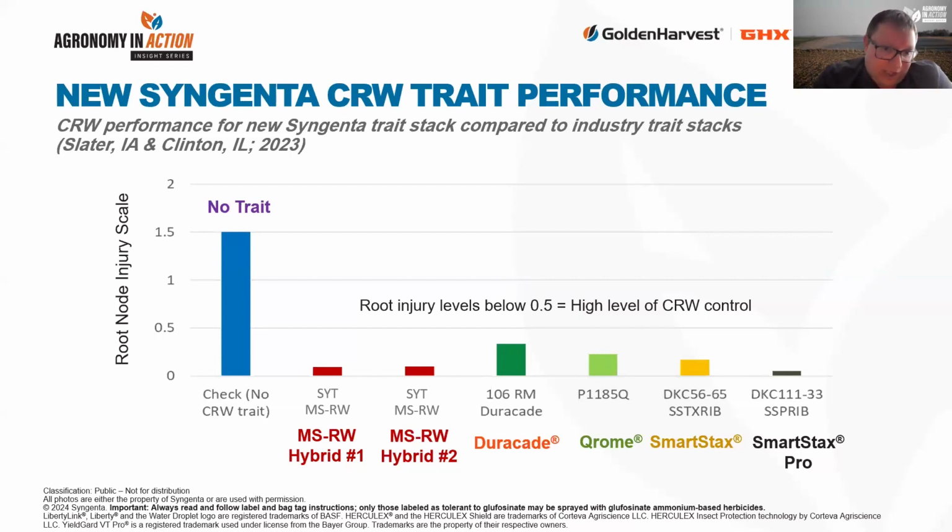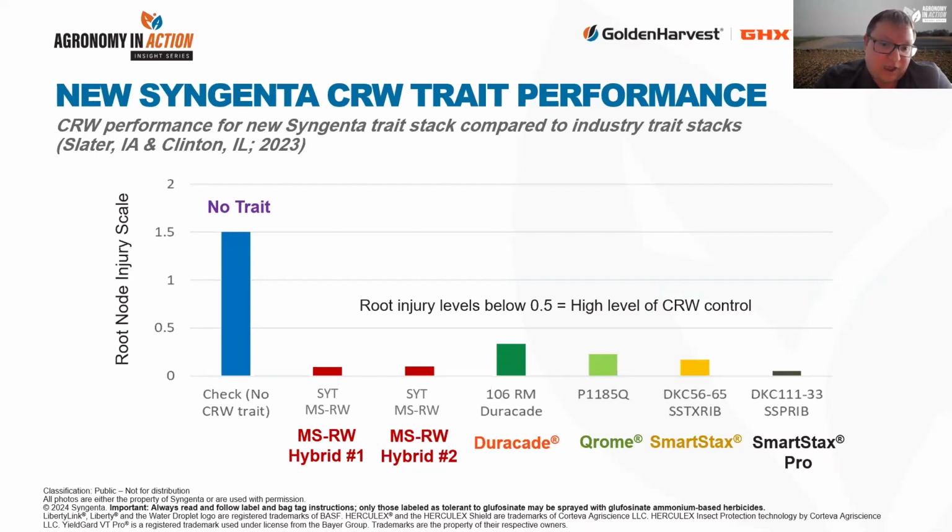I doubt we'll commercialize either one of those. Those are sort of experimental hybrids, so we can begin to look at how the trait works in commercial germplasm, or germplasm that would be like what we would commercialize. And what you can see here is, again, all of these traits, as I said before, are providing a very high level of control. When you're below that 0.5 line, that's control.